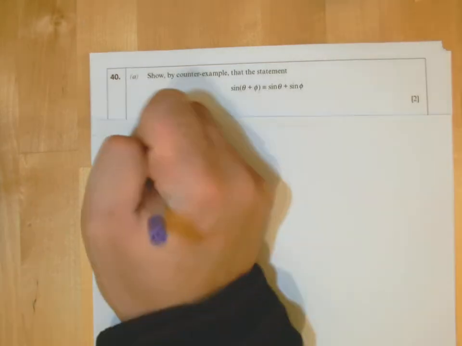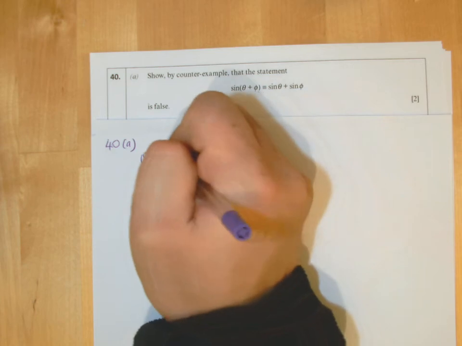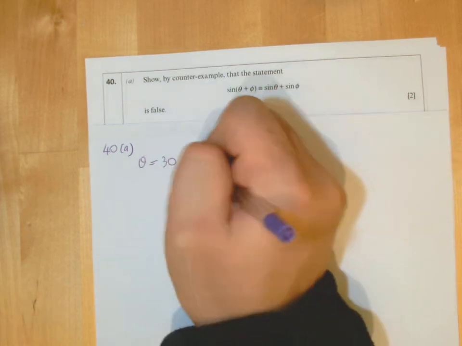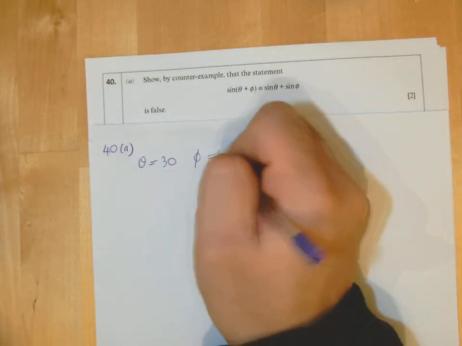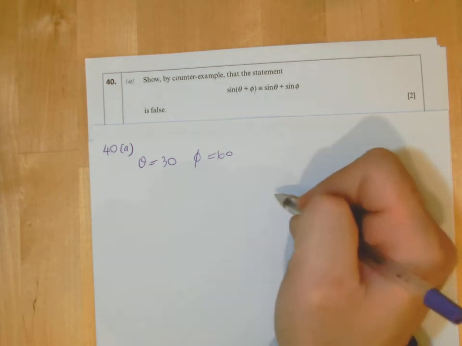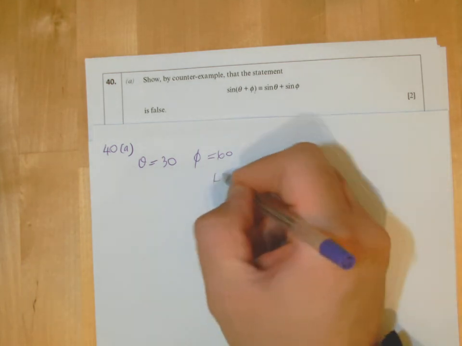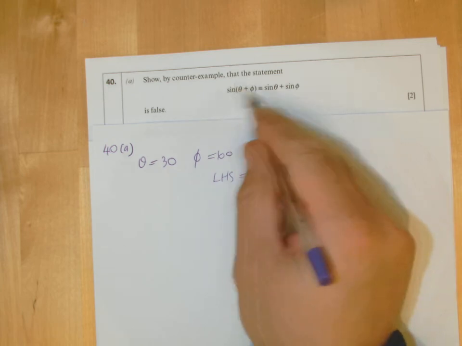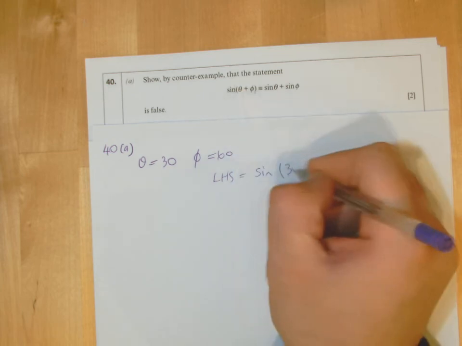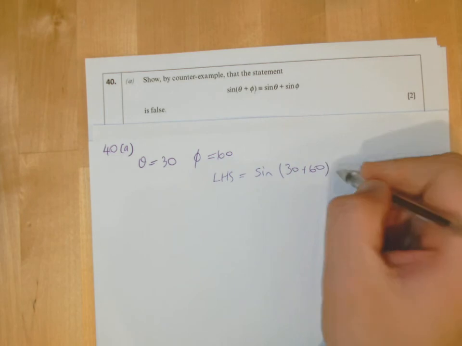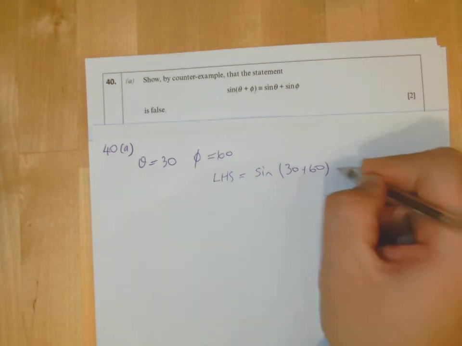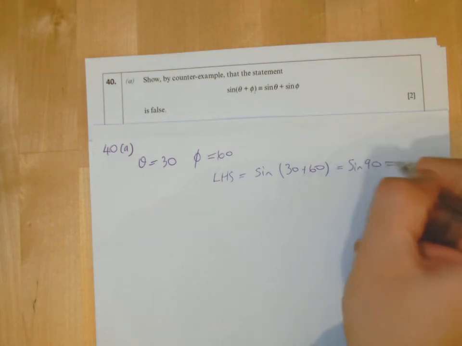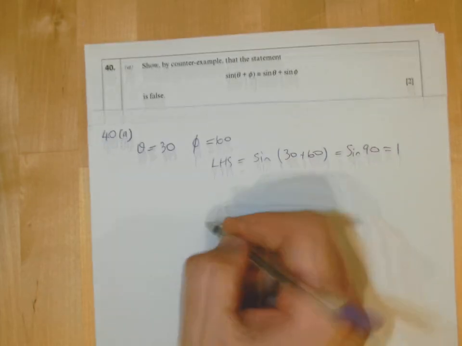So suppose I set theta, I don't know, I'm just having a go. So suppose I set theta equal to 30, phi equal to 60. Okay, so let's see what that is. Now on the left hand side I will have sine of theta plus phi. Theta's 30, phi is 60, so that'll be sine 90, won't it? And I know sine 90 is equal to 1, right? We can use a calculator.